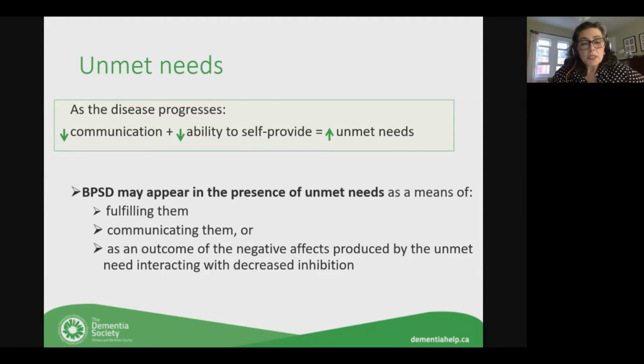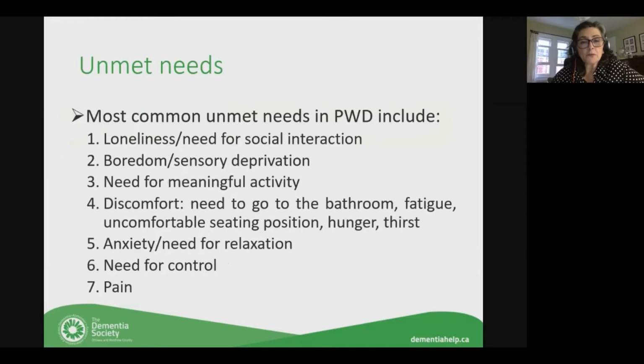It can also be an outcome of the fact that now you have an unmet need, and you have decreased inhibition. Of course, you also have changes in cognition, and you have someone who is more disinhibited and more apt to do something that perhaps required a different kind of filter before. And so then you have what could be a challenging kind of behavior.